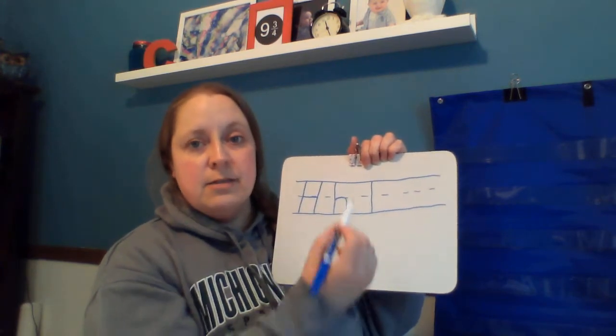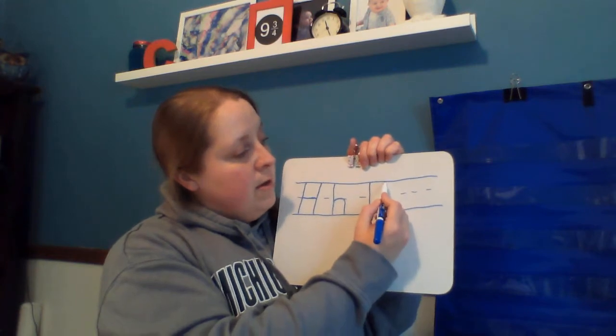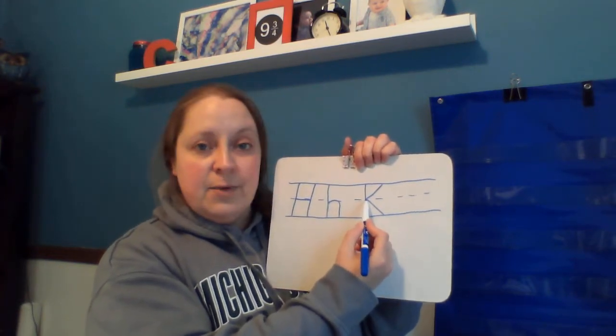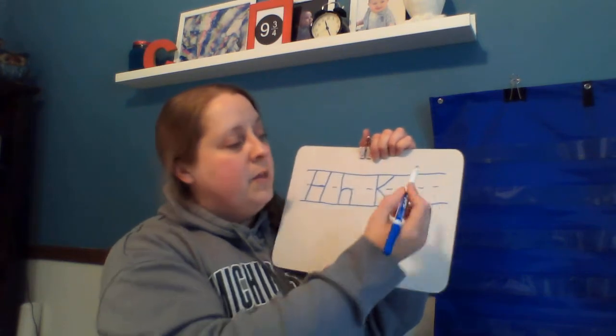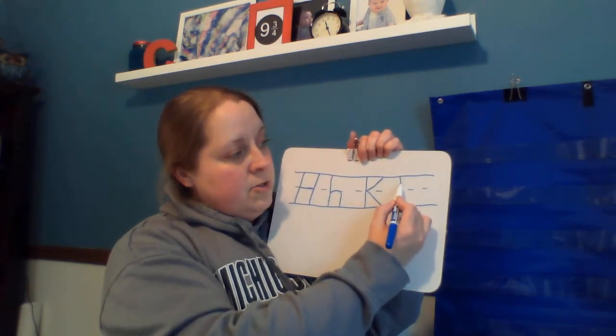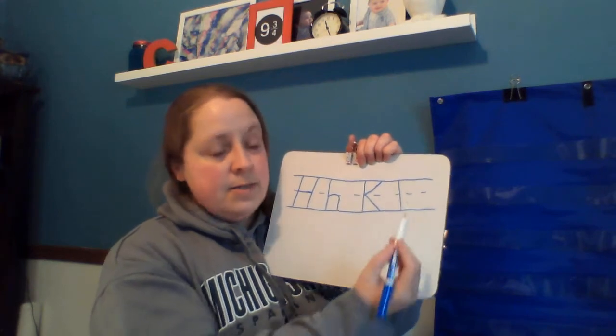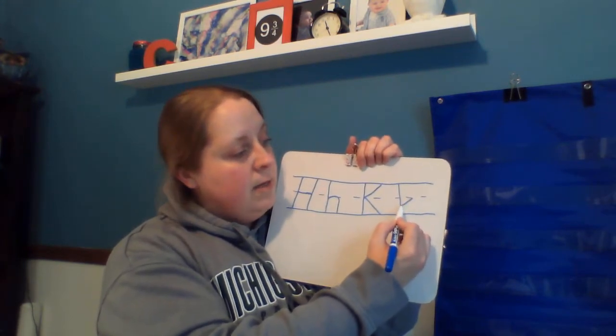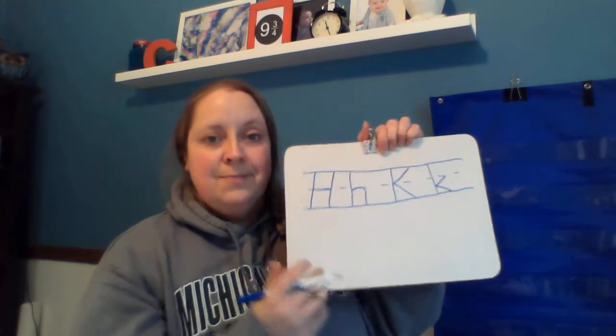Capital K goes from the top to the bottom. Then we pick up our pencil, and now we're going to make an alligator mouth. Goes in and out. Notice that when I went in, I touched right by the fence. Lowercase k goes straight down. Pick up your pencil. This time we're going to start at the fence and make the alligator mouth. In, out. There's your H and your K.